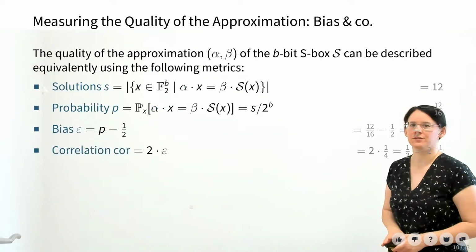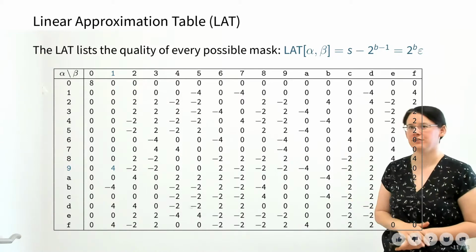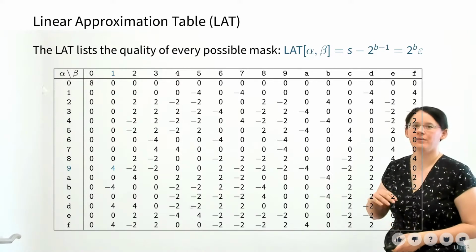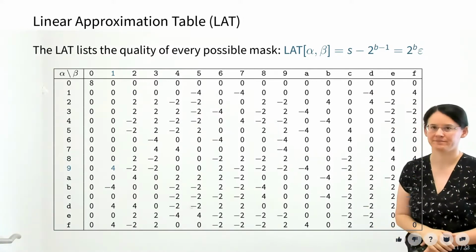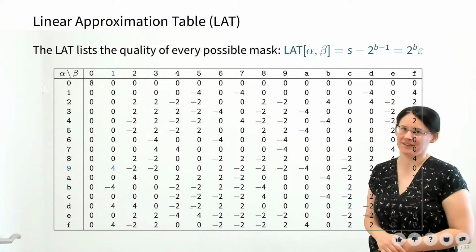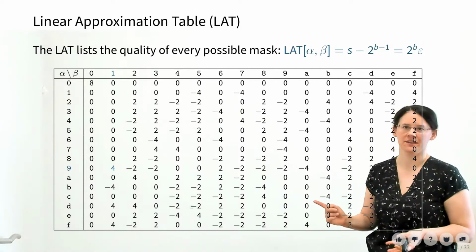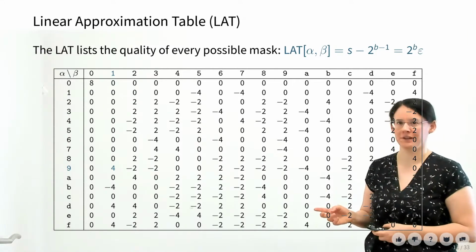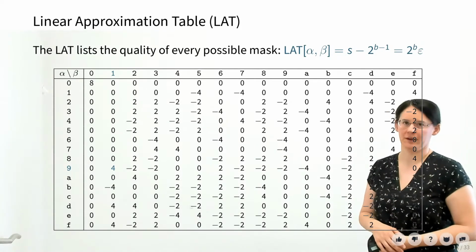Of course, we want to write down the result in a table, which looks exactly like the differential distribution table, except that the range of the entries is different. So traditionally in the linear approximation table, we write down the number of solutions minus half of all possible values. So yet another metric that I haven't mentioned on the previous slide, but this is what we usually write down. So a 0 means this approximation is correct in exactly half the cases and thus is useless, meaning we can't learn anything from it. So the zeros in this table are just as useless as the zeros in a differential distribution table.